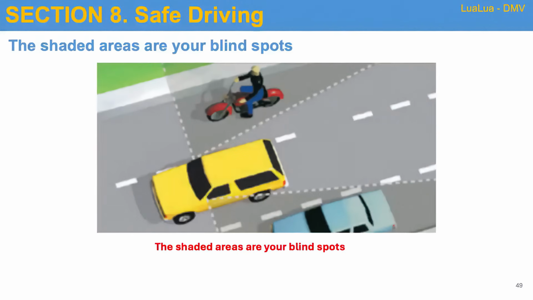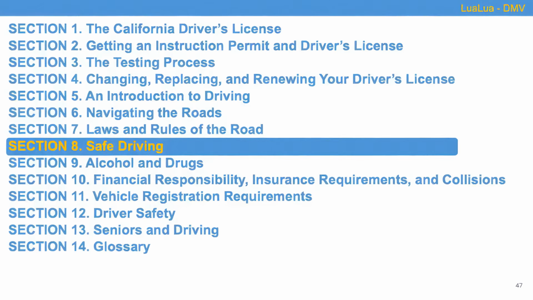Check your blind spots before you change lanes, turn at an intersection, merge with traffic, back up, leave a parking space, parallel park, pull out from the curb, or open your car door.